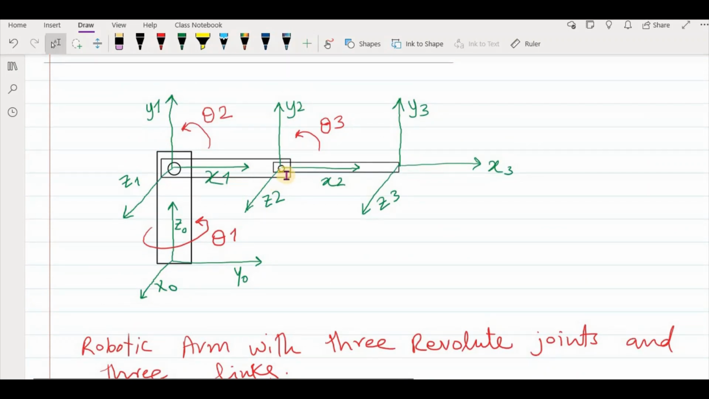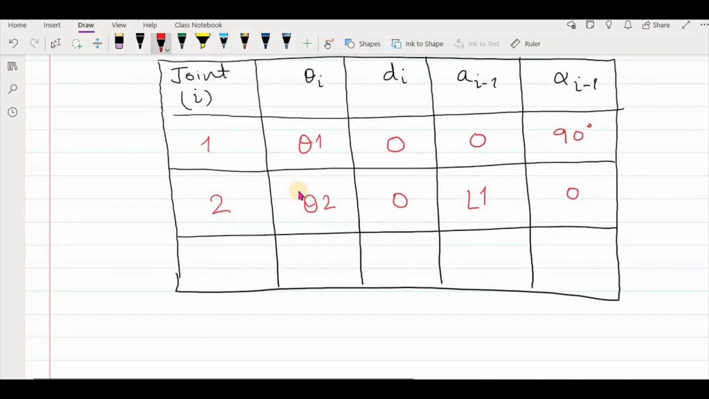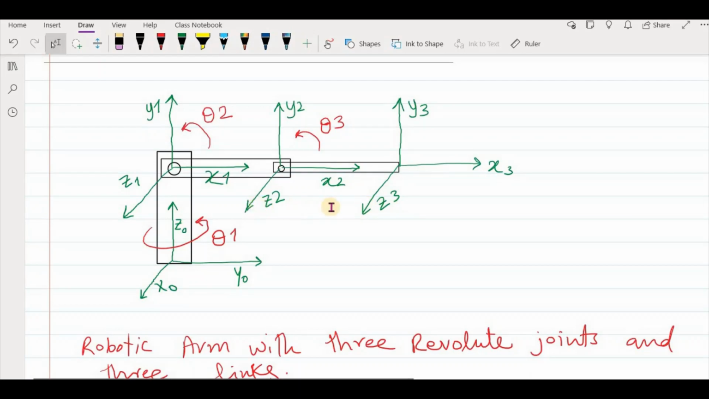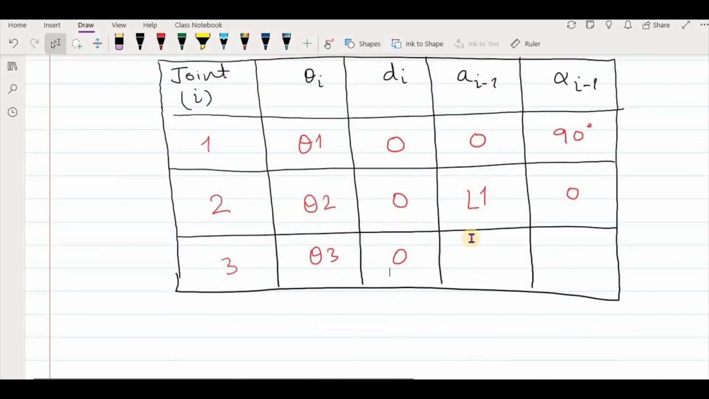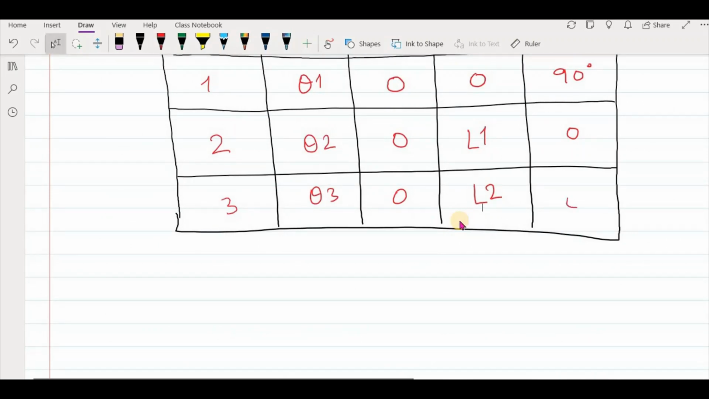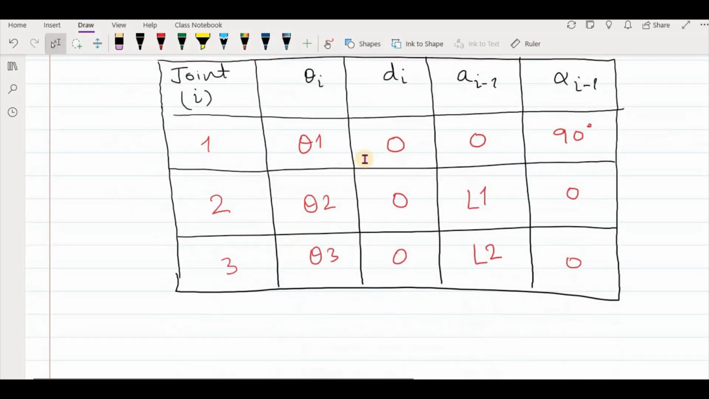For joint 3, the rotation about the z-axis is the angle theta 3, and the offset is 0. The link length is the distance between the z-axes. Let's say this length is L2. And the twist, because the z-axes are parallel, there is no angle, so this will also be 0.